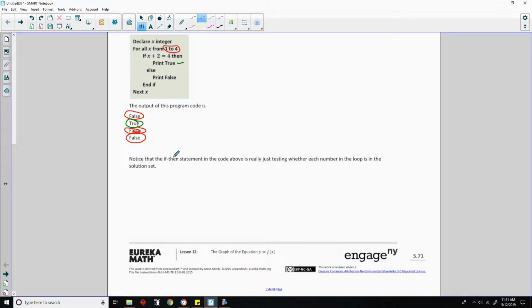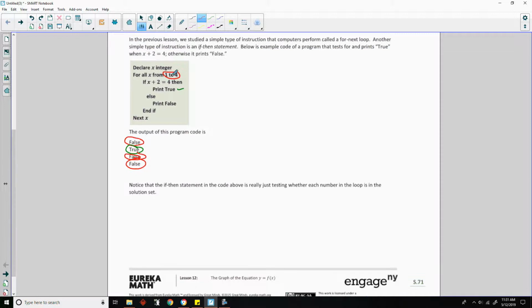Okay, so notice that the if-then statement in the code above is really just testing whether each number in the loop is in the solution set. So it's plugging these values from the domain into this function and seeing if these numbers are in the solution set, which is 2, for which 3 of them were not.